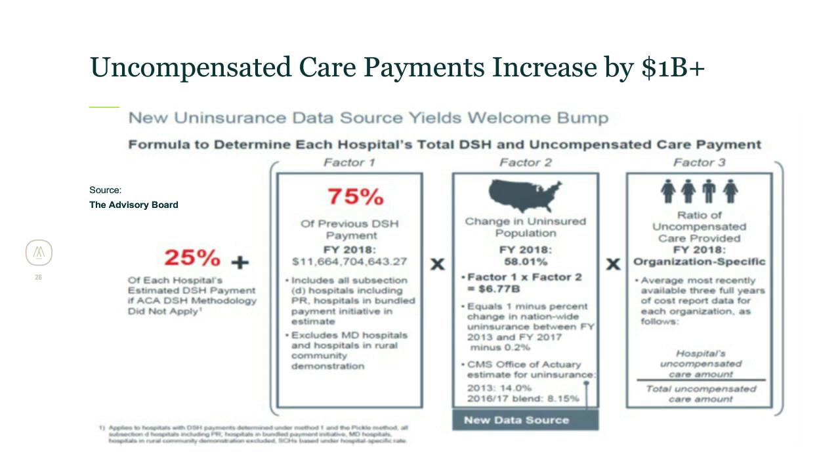And then factor 3 involves the distribution of the DISH uncompensated care pool dollars developed in factors 1 and 2 to eligible hospitals.